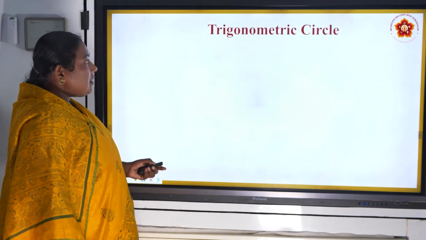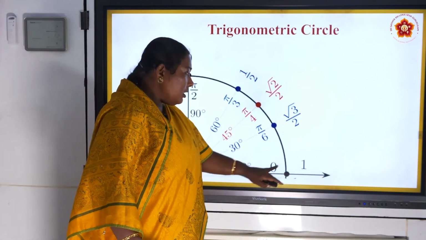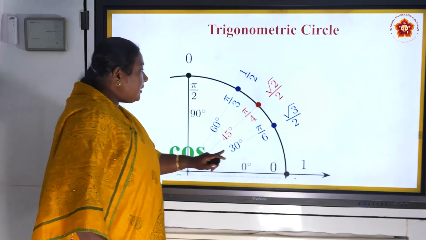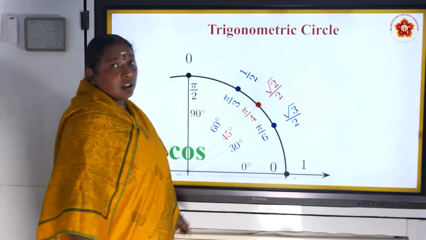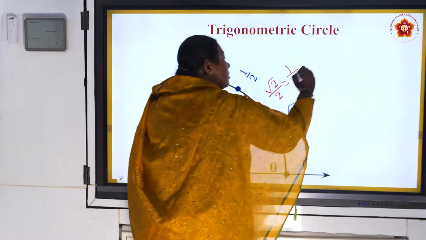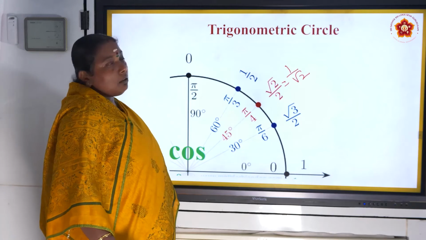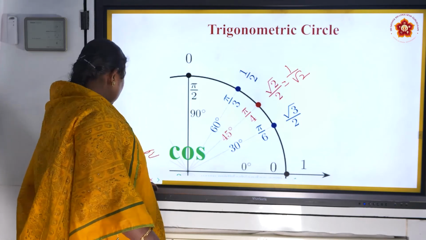Next, the cos circle. So cos 0 is equal to 1. Cos 30 is equal to root 3 by 2. Cos 45 is equal to 1 by root 2. And cos 60 is equal to 1 by 2. Cos 90 is equal to 0.